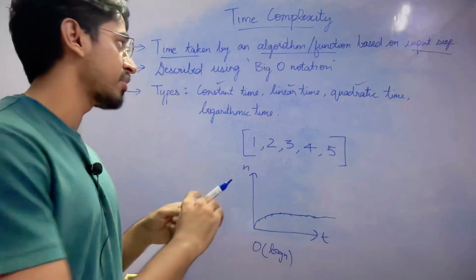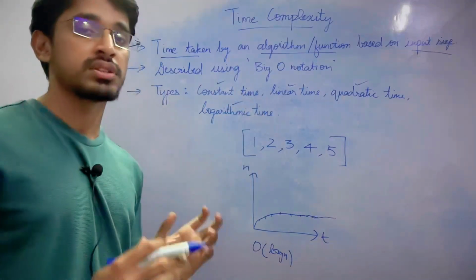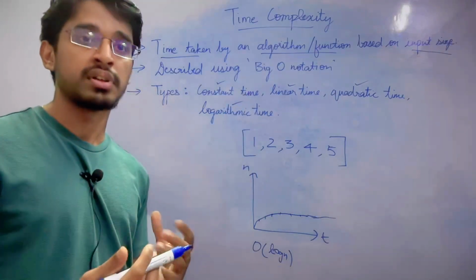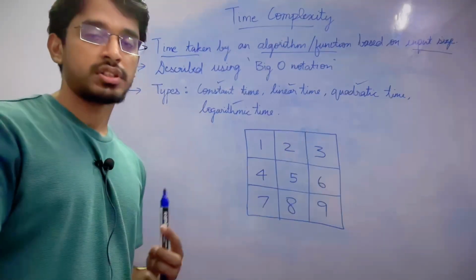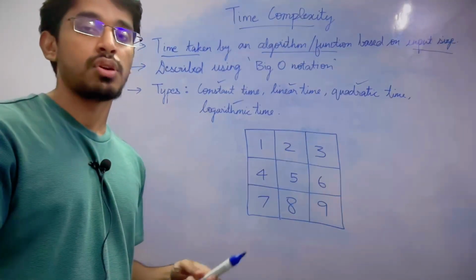So I think I have covered all the time complexities. These are the most common ones which you would face while writing any kind of algorithm or a function. So let me just give you an example if this is still not clear to you.